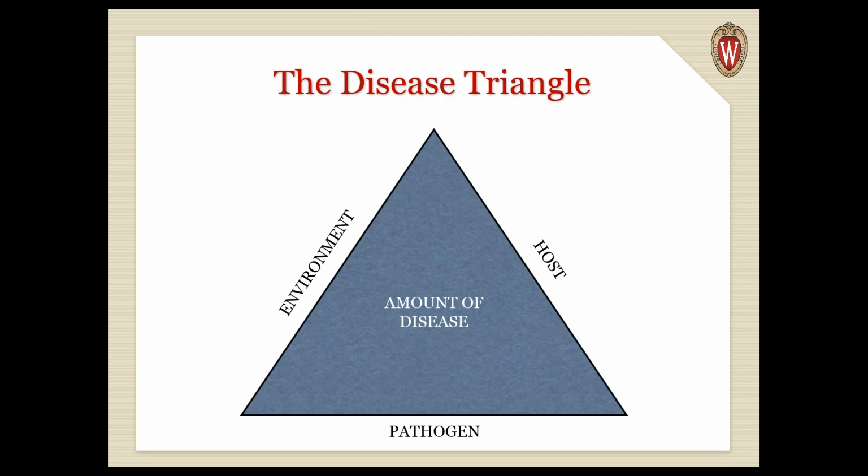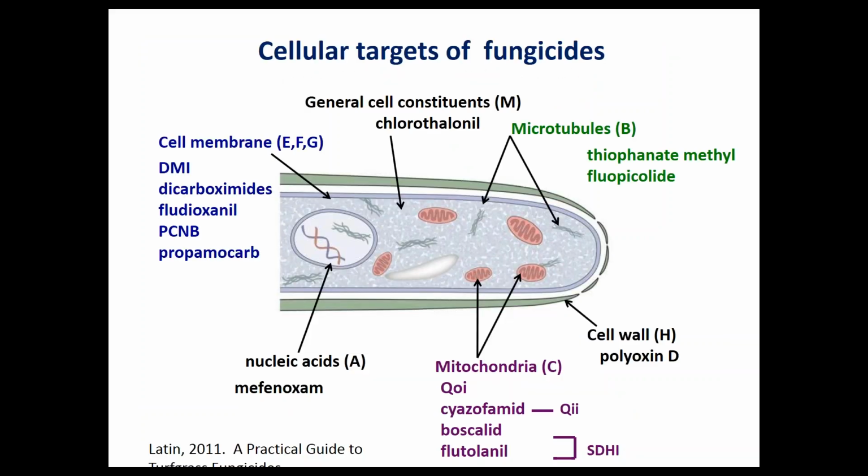So really what we're waiting for then is the conducive environment. Most of our diseases need some level of moisture to cause disease. Not all, but most of them need moisture to cause disease. Some are when it's cool and wet, some are when it's hot and wet, but most of our diseases need some sort of moisture. All right, so let's get into talking about how fungicides interact with fungi.